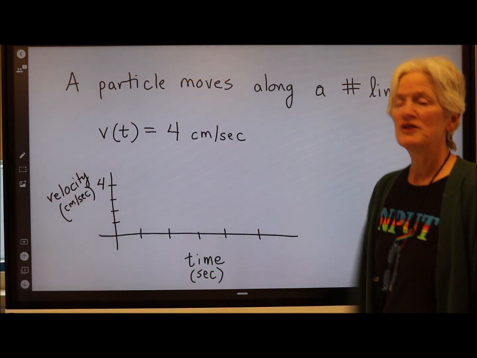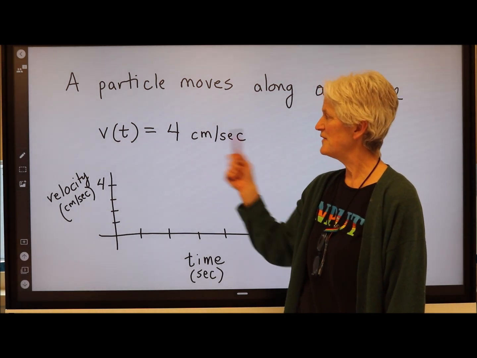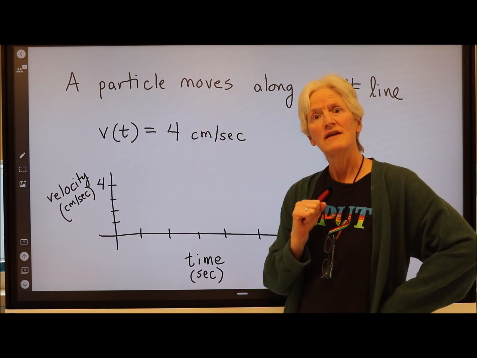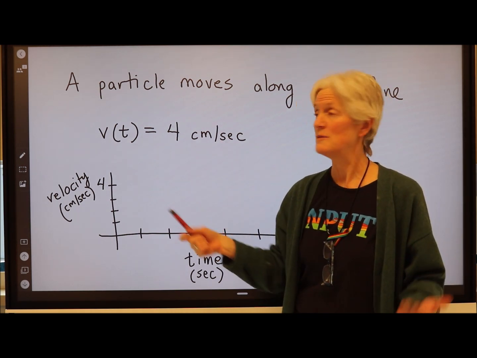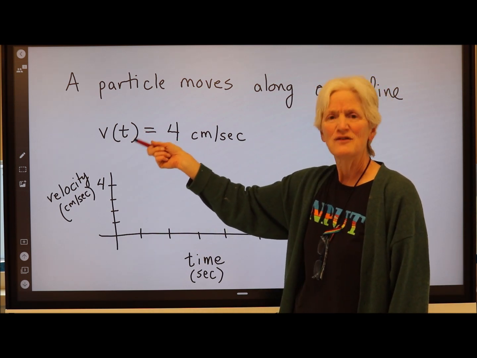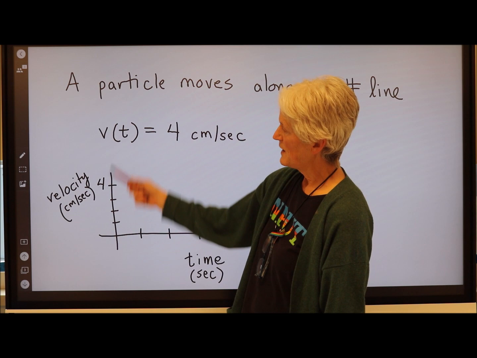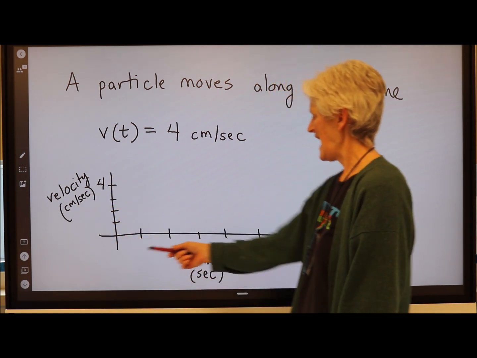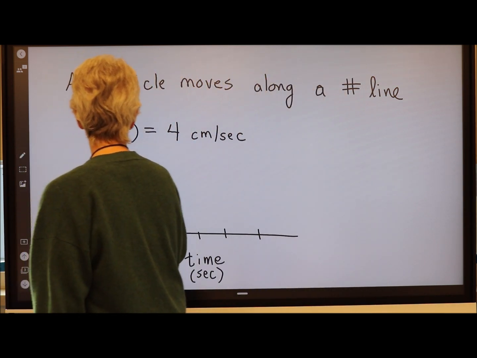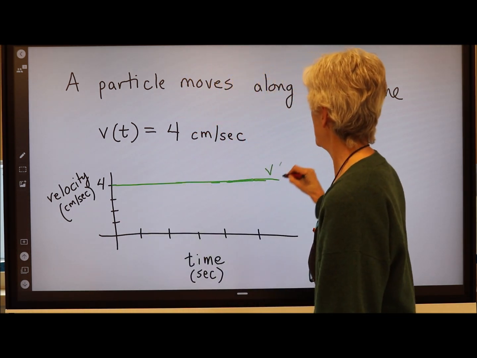Let's go back to a particle moving along a number line, and let's say this particle has a constant velocity of 4 centimeters per second. What do we know about this particle? It's moving to the right because velocity is positive. Let's graph this velocity function on an xy axis, where y is my velocity measured in centimeters per second and x is my time measured in seconds. That's not going to be hard. That's a horizontal line. There's my velocity.